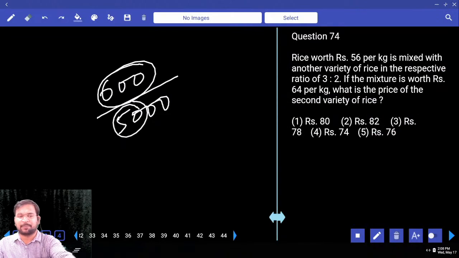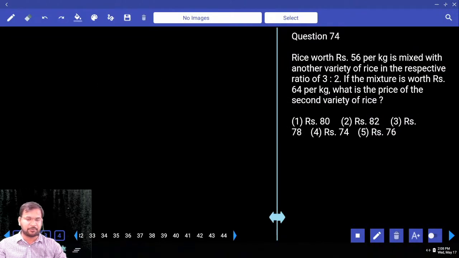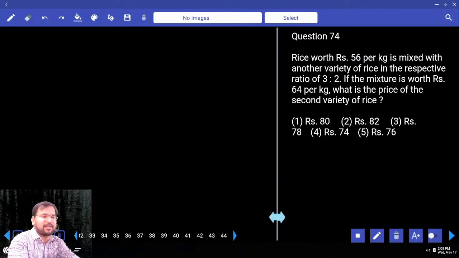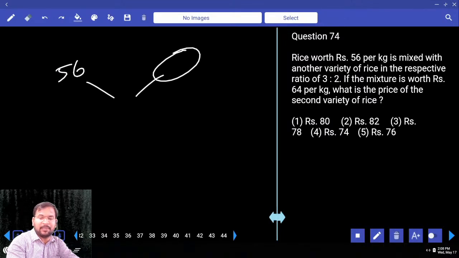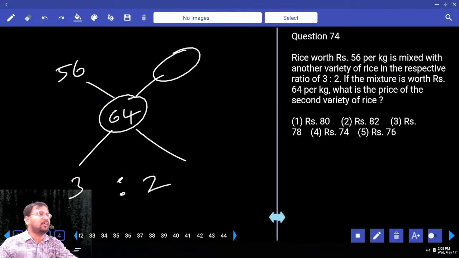Rice worth 56 rupees per kg is mixed with another variety of rice in the respective ratio of 3:2. If the mixture is worth 64, what is the price of the second variety of rice? The first variety is 56 rupees. The second variety we don't know. But the mixture price is 64. And the quantity ratio is 3:2.